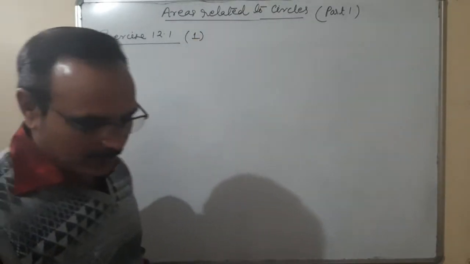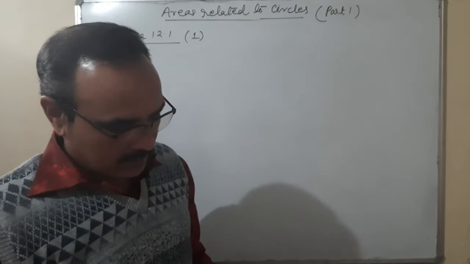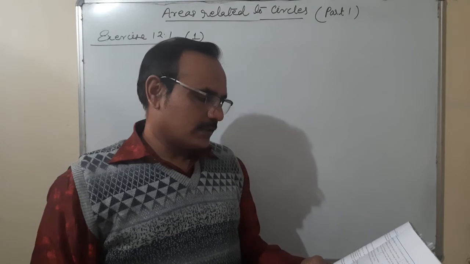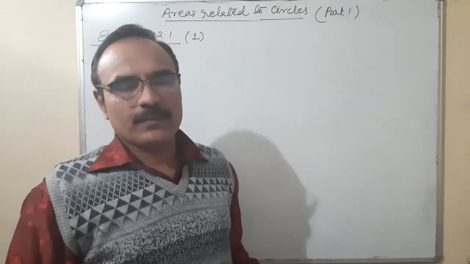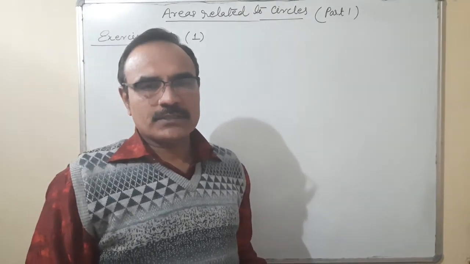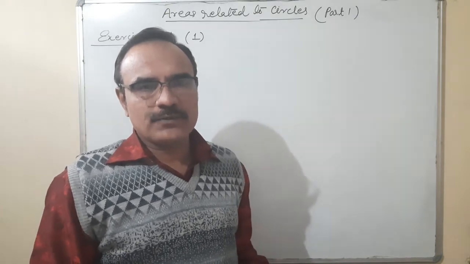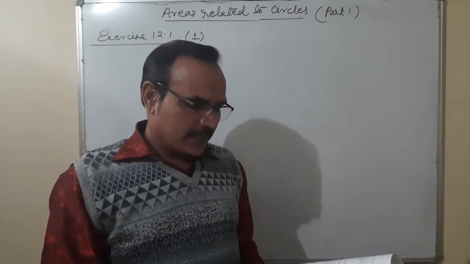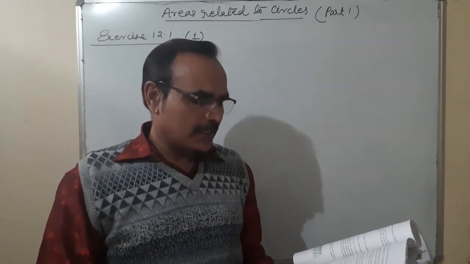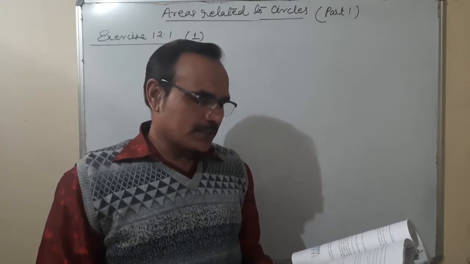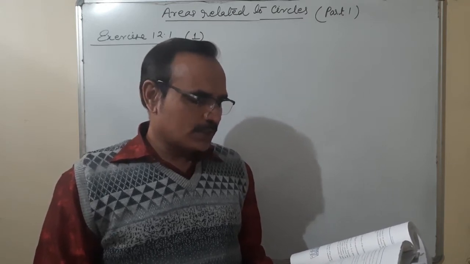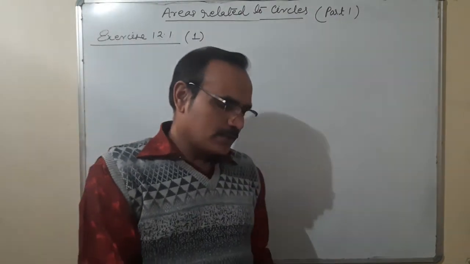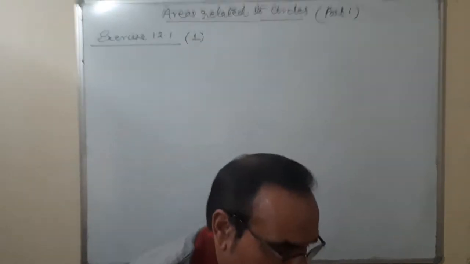Question number 1. Unless stated otherwise, use pi is equal to 22/7. So if in a question the value of pi is not given, you have to use pi is equal to 22/7. The question says the radii of two circles are 19 and 9 centimeter respectively. Find the radius of the circle which has circumference equal to the sum of the circumferences of these two circles.